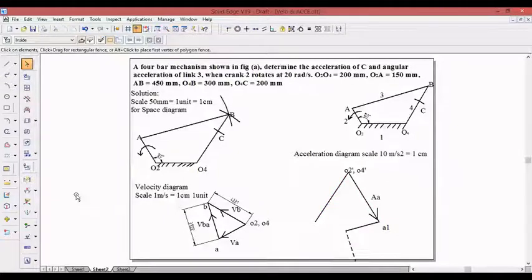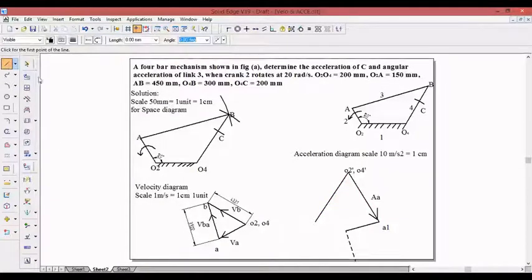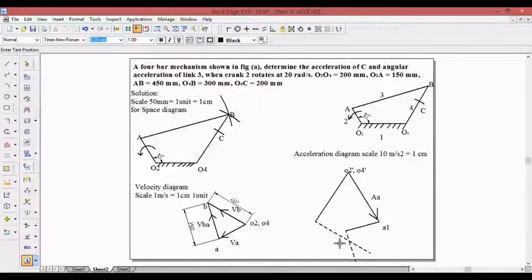Now the tangential component of this BO4 is unknown, so I'll use a dashed line, but the direction is known, that is perpendicular to this radial component. See, we are drawing a perpendicular line to the radial component. The intersection of these two now gives the point B1. I can take it as B1.